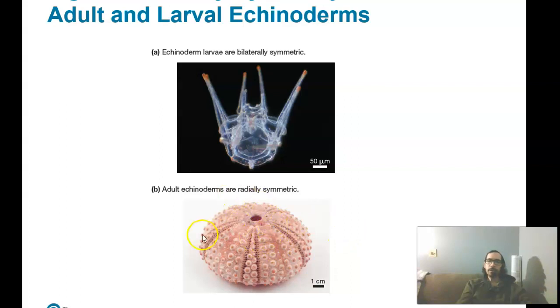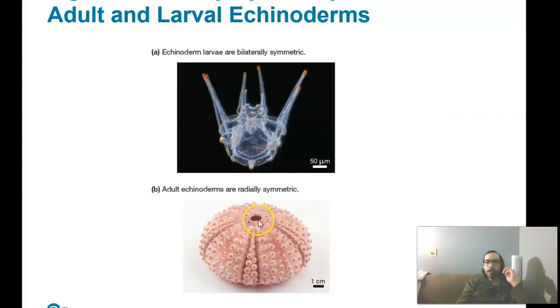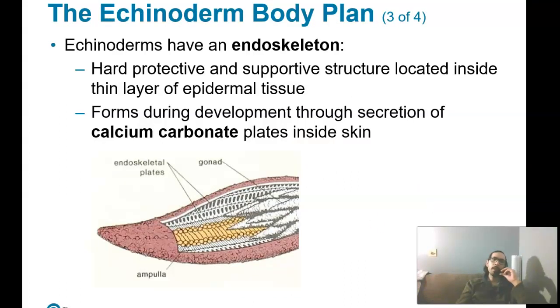Like this is a sea urchin, okay? But it's just the skeleton of the sea urchin. It's missing the spikes. So echinoderms do have an endoskeleton, just like you can see here with the sea urchin. That's made of calcium carbonate. Okay, it's a hard, protective, and supportive structure that's located underneath the thin epidermal tissue. Okay, you can see also in sea stars, it's right below the skin of the sea star. So all of this is the endoskeleton.